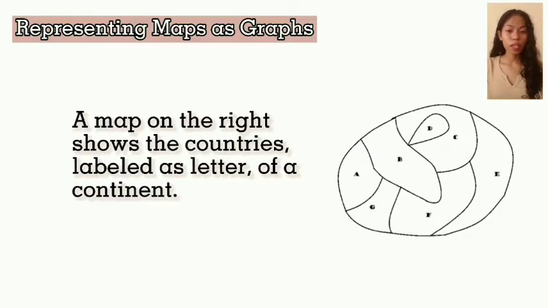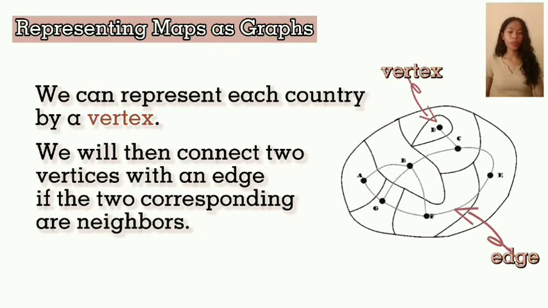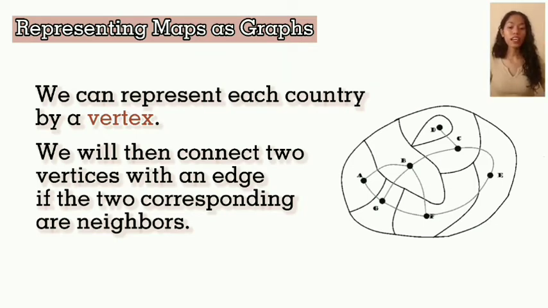We have this fictional map on the right. It shows the countries of a continent, labeled with letters. We can represent each country by a vertex placed anywhere within the boundary of that country. We will then connect two vertices with an edge if the two corresponding countries are neighbors. The countries that touch at just a corner point will not be considered neighbors. As you can see here, D and B will not be considered neighbors.